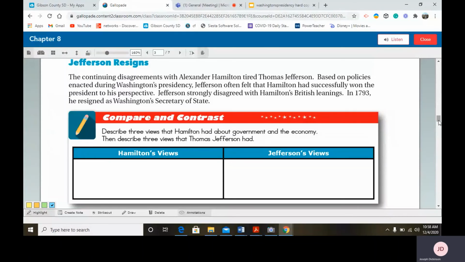So based on policies enacted during Washington's presidency, Jefferson often felt that Hamilton had successfully won the president to his perspective. Jefferson strongly disagreed with Hamilton's British leanings. In 1793, he resigned as Washington's Secretary of State.